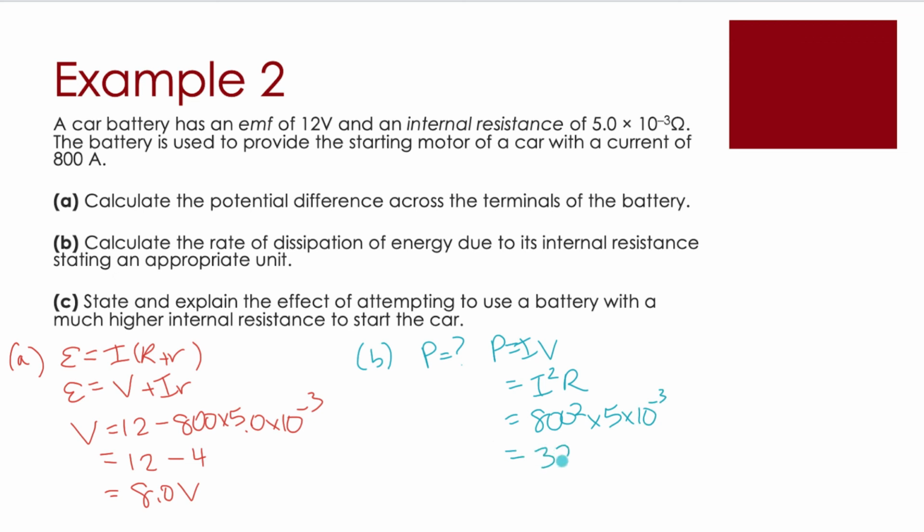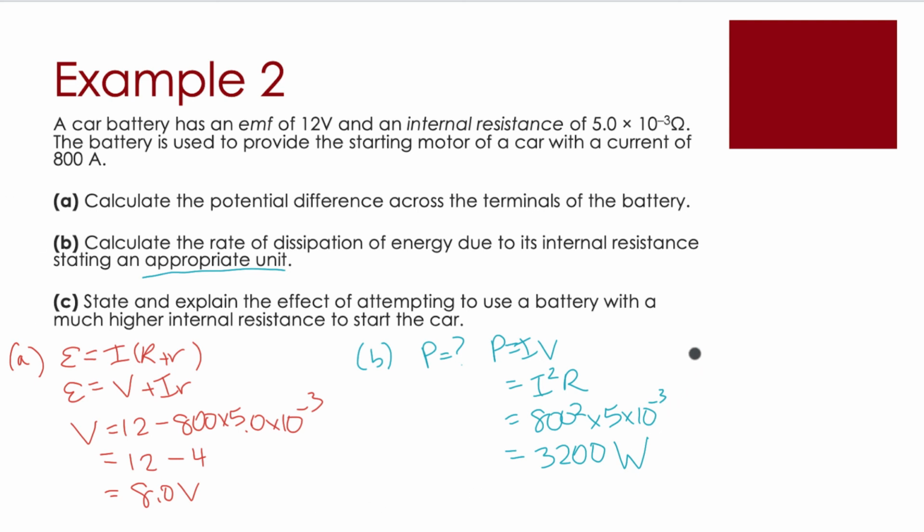This is going to give me 3,200, and don't forget the question says stating an appropriate unit. As soon as I knew it was power, I have to have the units of watts. And with the IB, since it's told me to state an appropriate unit, even if this value is incorrect, if I have watts here, I'm going to get 1 mark.